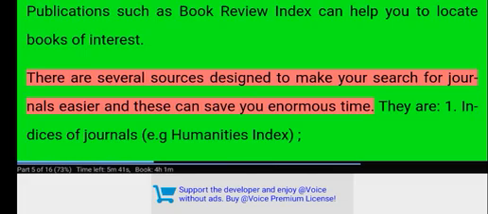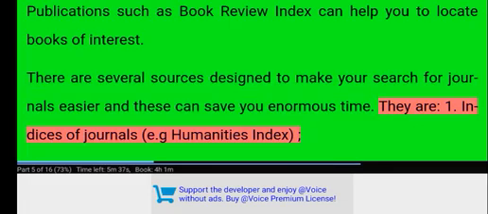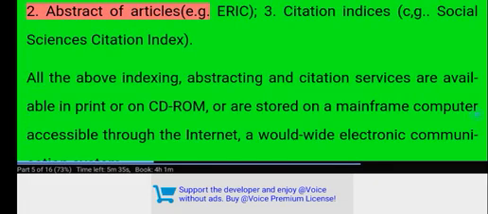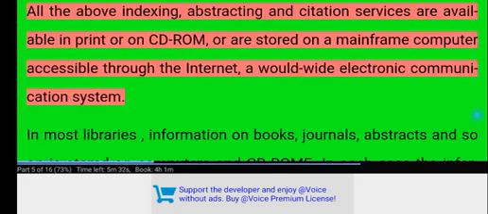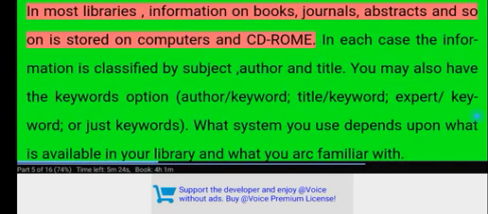There are several sources designed to make your search for journals easier, and these can save you enormous time. They are: 1. Indices of journals, e.g. Humanities Index. 2. Abstracts of articles, e.g. ERIC. 3. Citation indices, e.g. Social Sciences Citation Index. All the above indexing, abstracting and citation services are available in print or on CD-ROM, or are stored on a mainframe computer accessible through the internet, a worldwide electronic communication system.